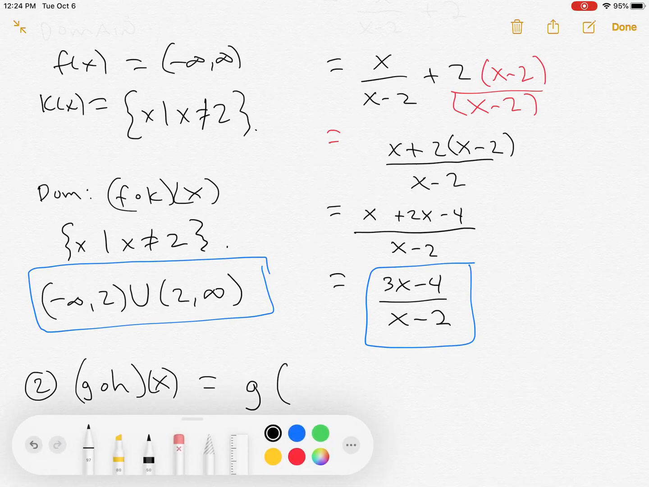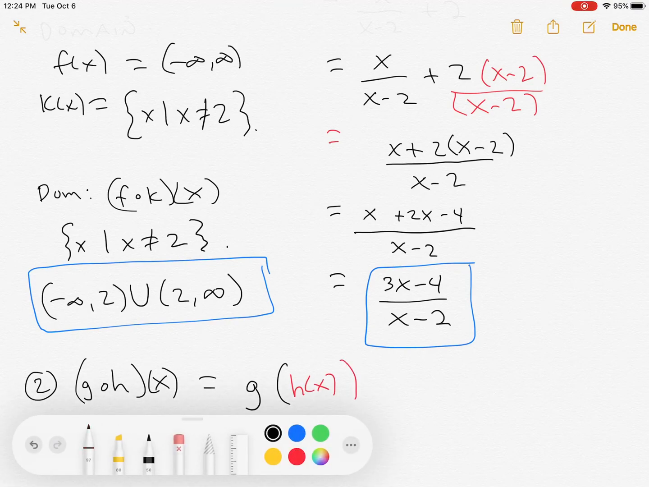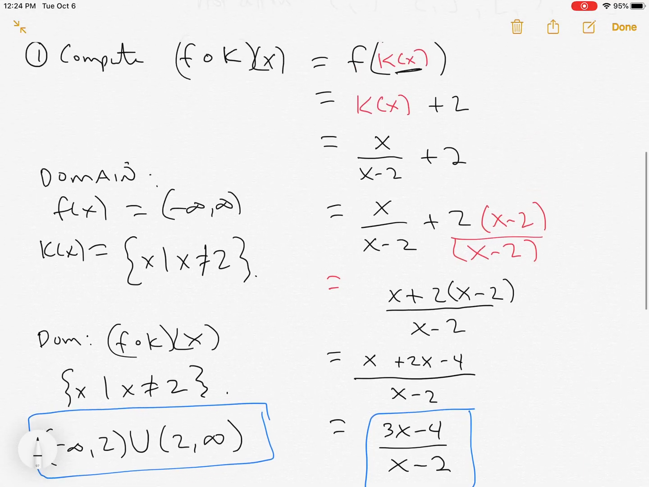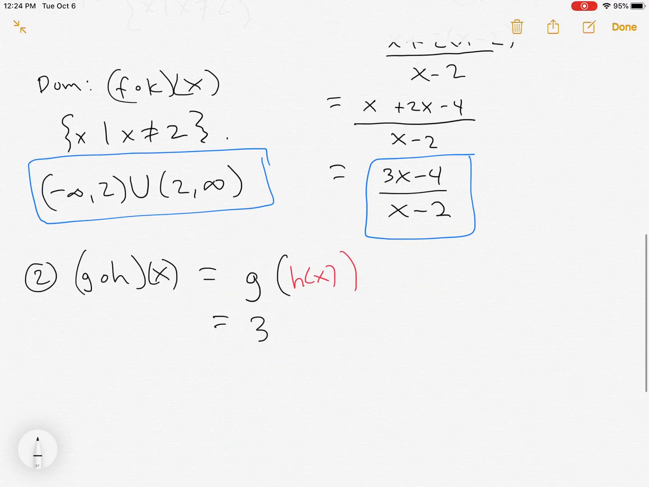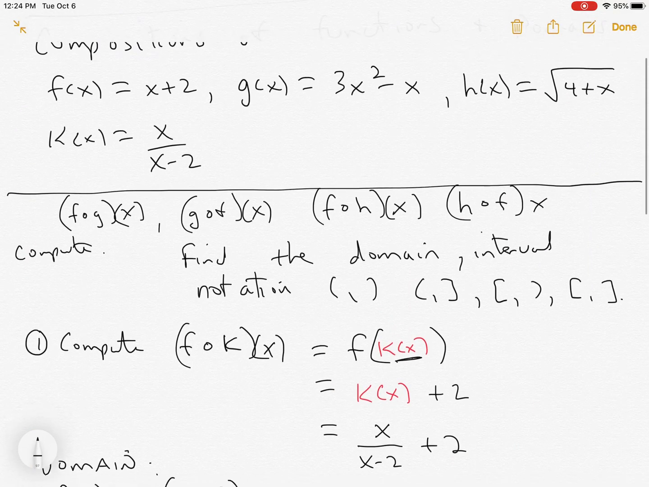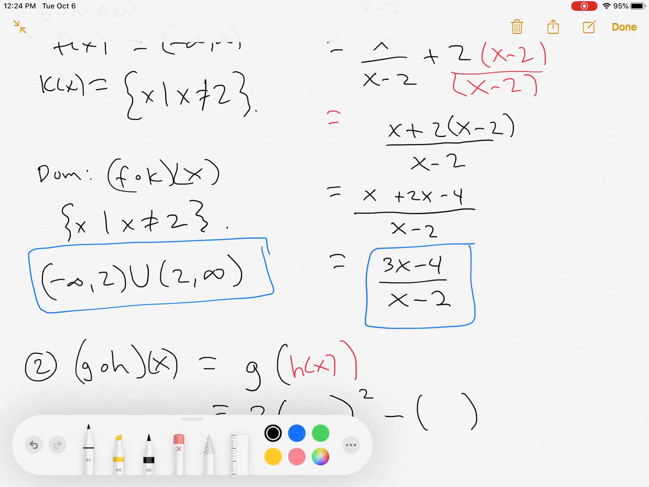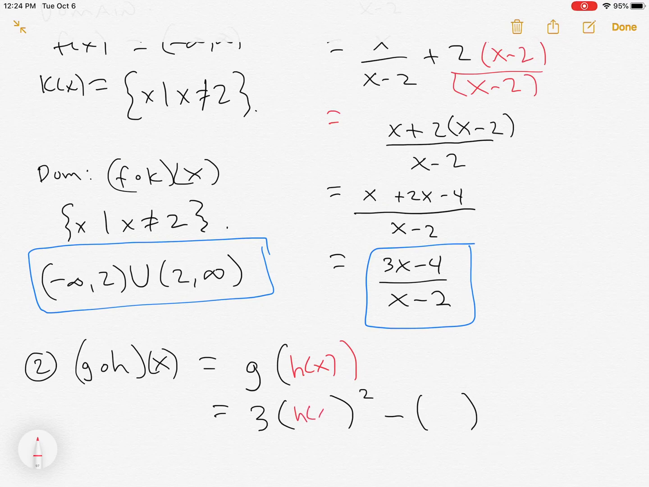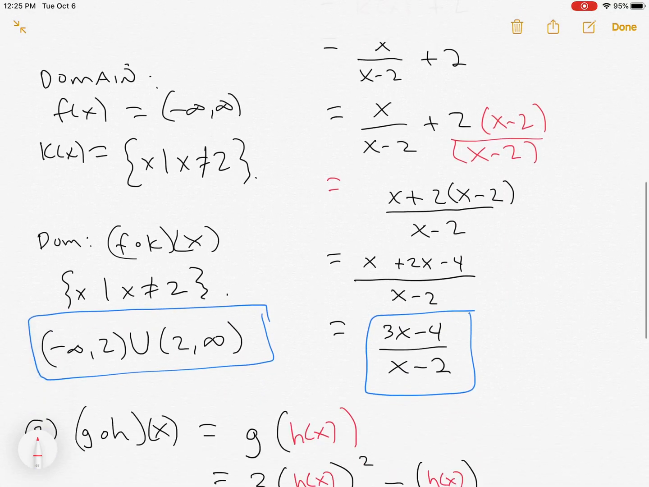That's g of h of x, which turns out to be, what's g? g is 3x squared minus x. Okay, so it's 3 times, but the input is the function. So it's 3 of h of x squared minus h of x. And what was h of x? h of x was the square root of 4 plus x.